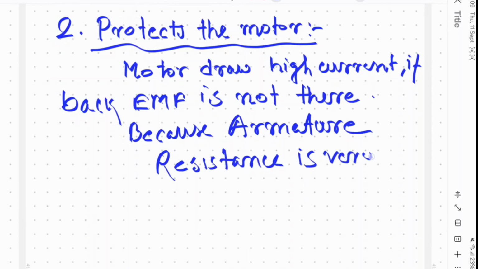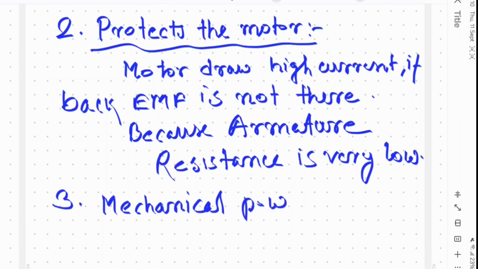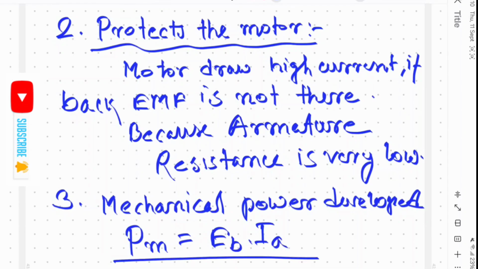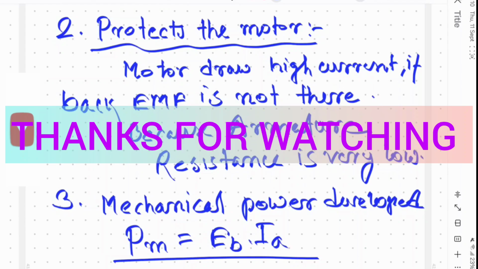The third point is that it determines the motor's power conversion, like the mechanical power developed. The mechanical power developed PM is equal to EB into IA. So it determines the motor's power conversion. So these are the roles of back EMF.